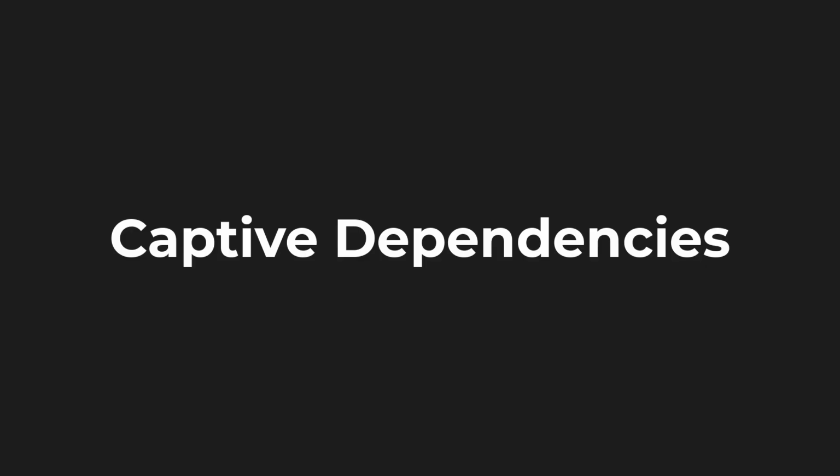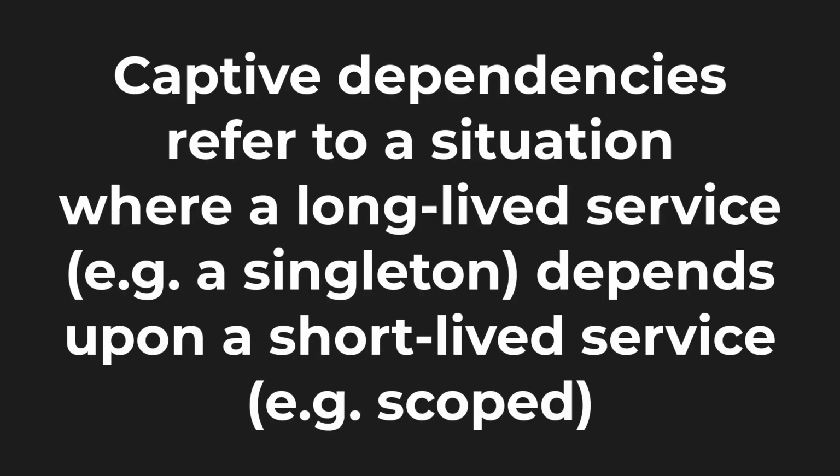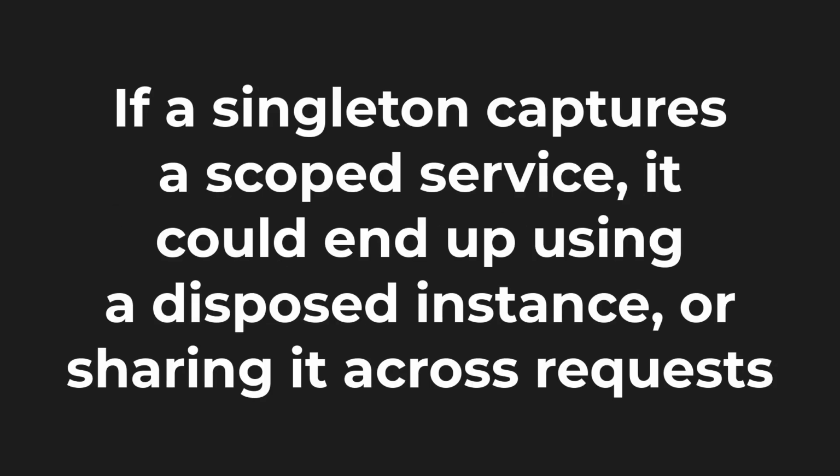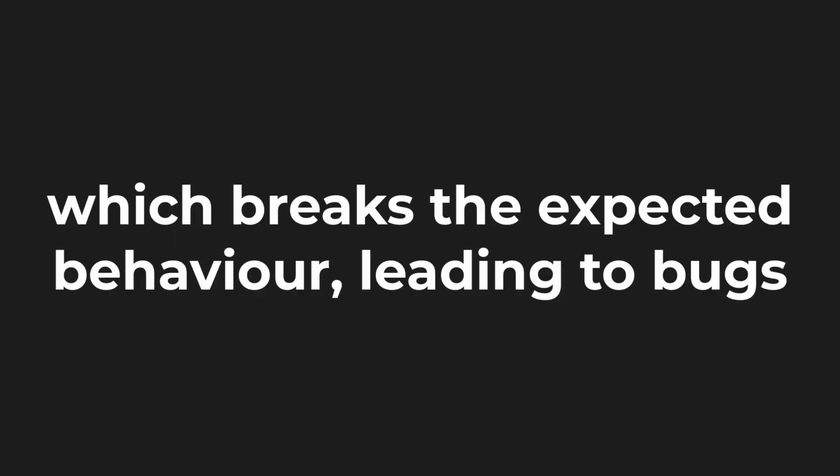In this video, we're going to talk about captive dependencies. Captive dependencies refer to a situation where a long-lived service, for example a singleton, depends upon a short-lived service, for example scoped. This is a misconfiguration of service lifetimes. If a singleton captures a scoped service, it could end up using a disposed instance or sharing it across requests, which breaks the expected behavior, leading to bugs.